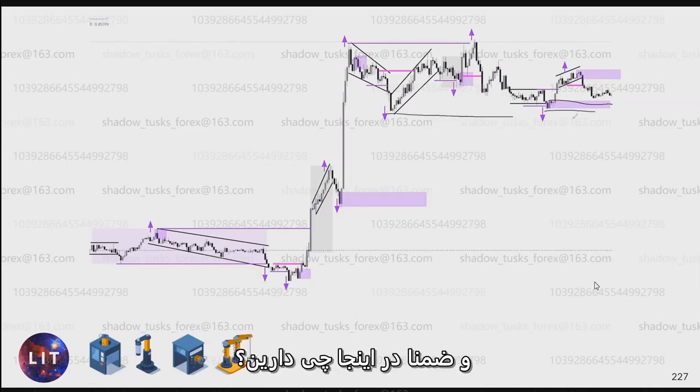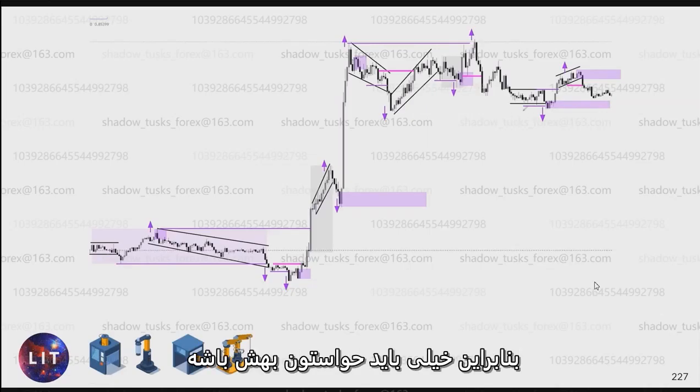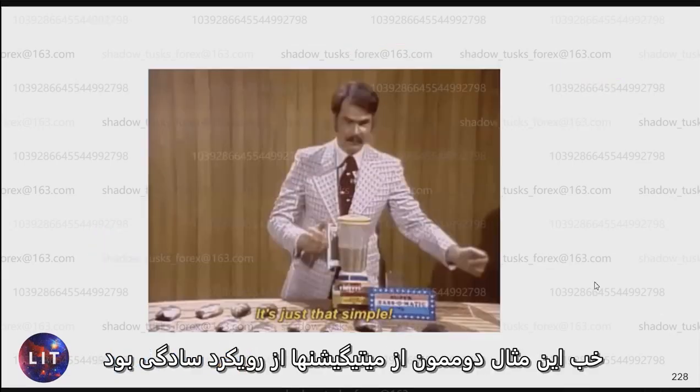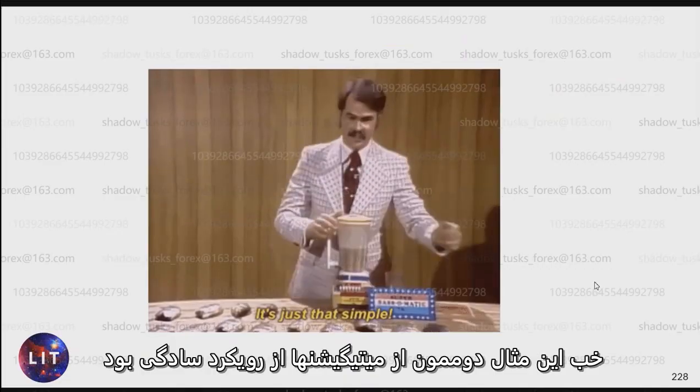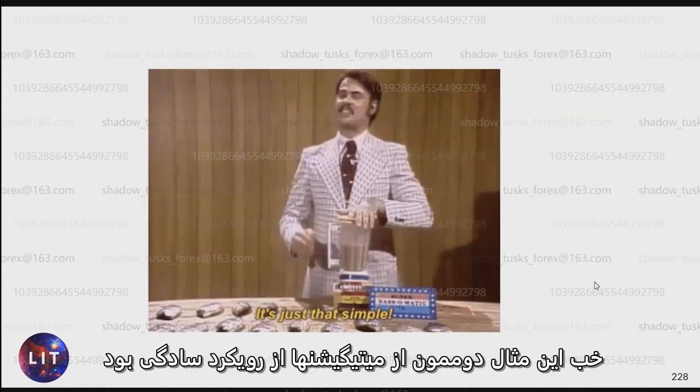And also what you have over here, potential equal lows. So this is resting on liquidity as well. So you need to be very careful about that. So that is our second example of the simplicity approach up to mitigations.